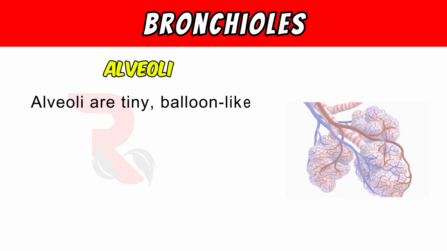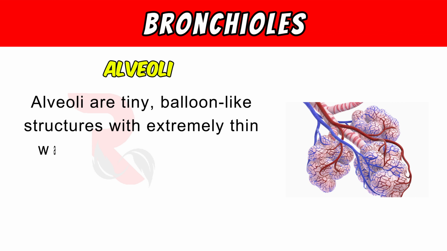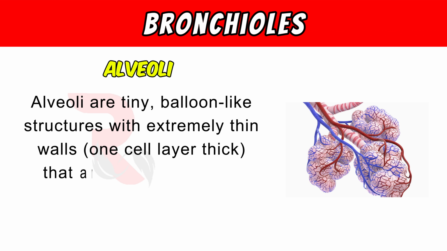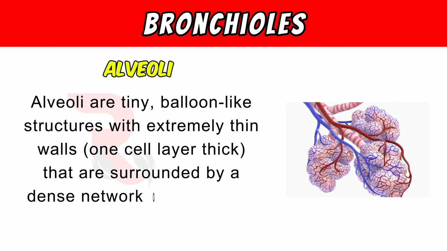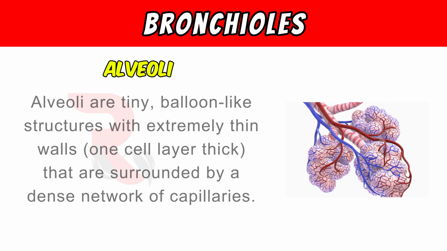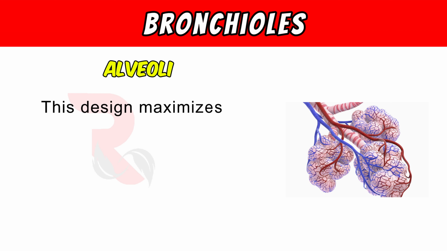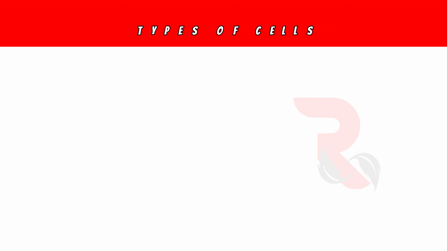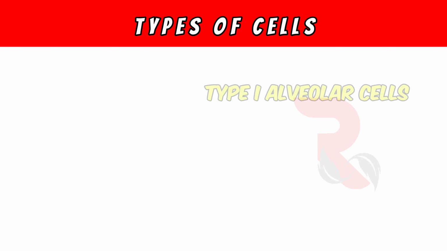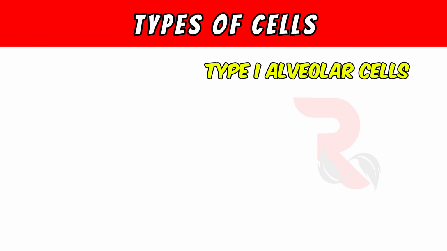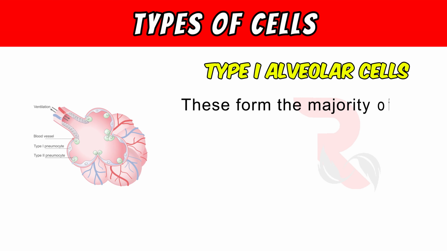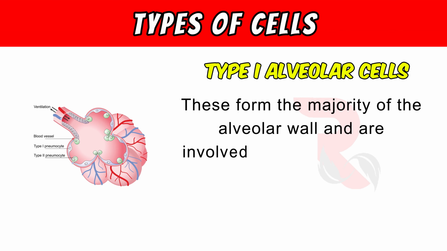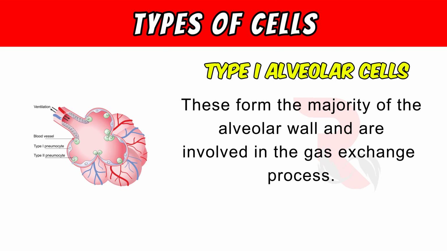Alveoli. Alveoli are tiny, balloon-like structures with extremely thin walls, 1 cell layer thick, that are surrounded by a dense network of capillaries. This design maximizes surface area for gas exchange. Types of cells. Type 1 alveolar cells. These form the majority of the alveolar wall and are involved in the gas exchange process.